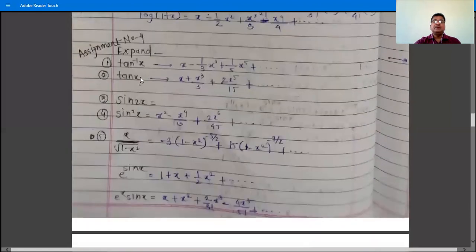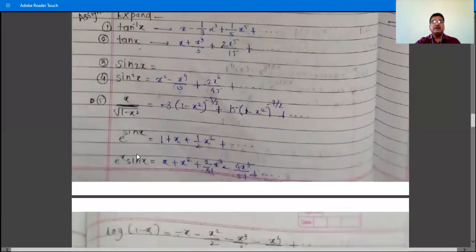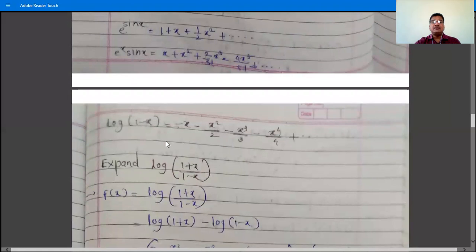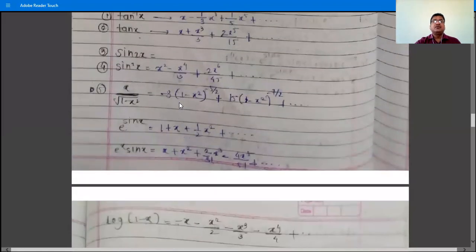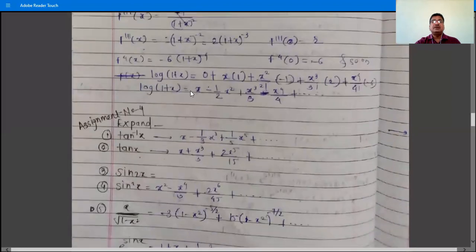So these are the problems for homework. Expand tan inverse x, tan x, sin 2x, sin square x, 1 by root 1 minus x square, e raised to sin x, e raised to sin x into sin x, log 1 minus x. So these are the problems for homework. In the same method, we solve these problems.